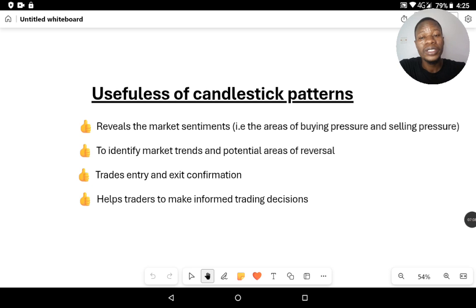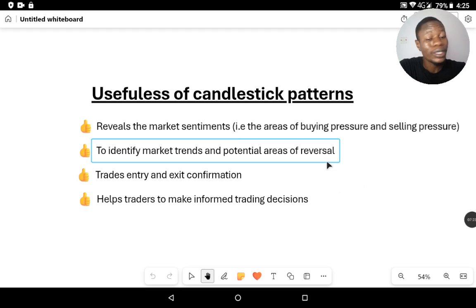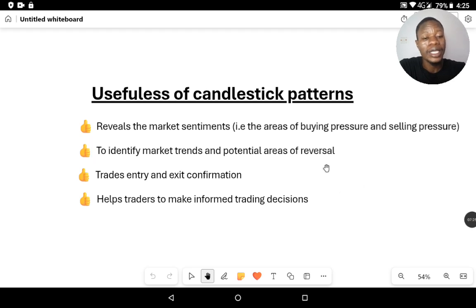Yes, when you spot these special candlestick formations, in some areas it indicates that the market is about to reverse, or it also gives us the trend of the market. That is, it tells us that the market is about to move in a particular direction. So it shows the trend and also potential areas of reversal in the market.